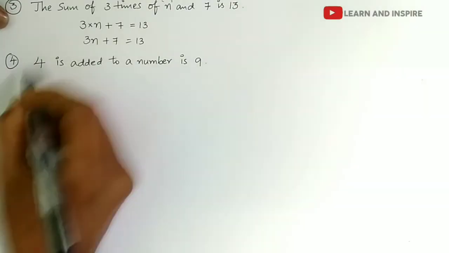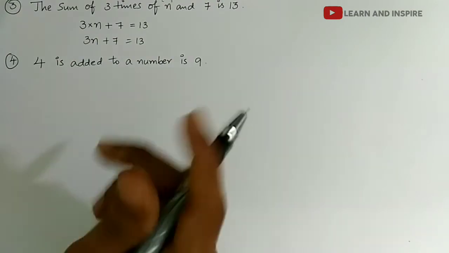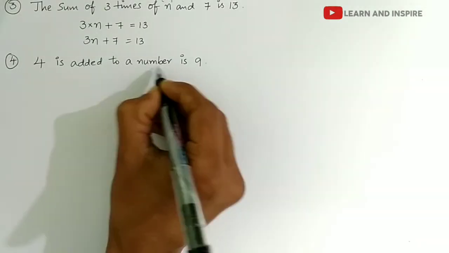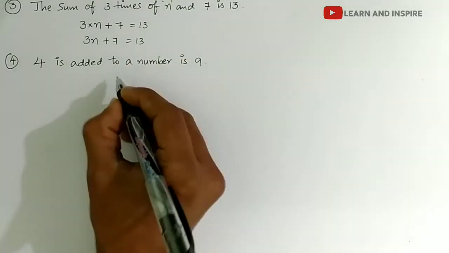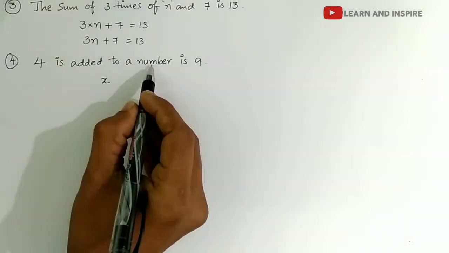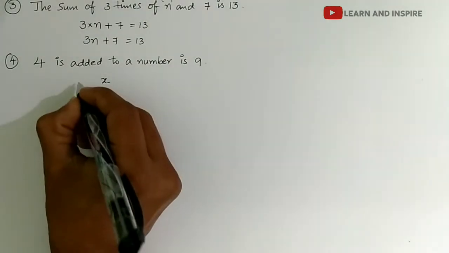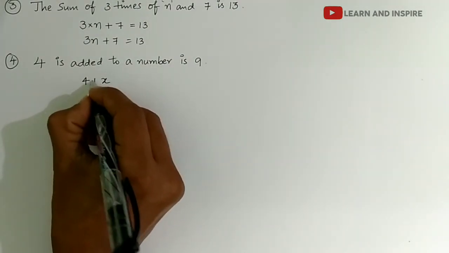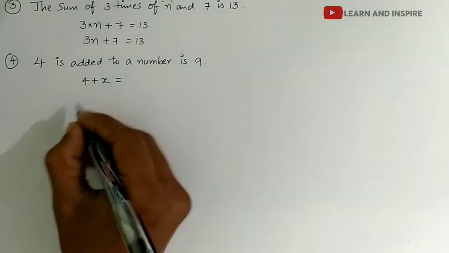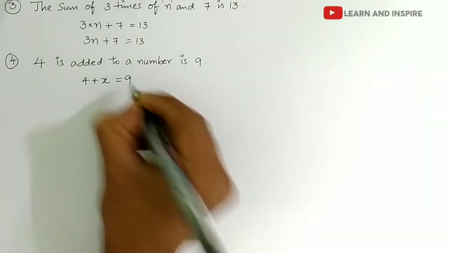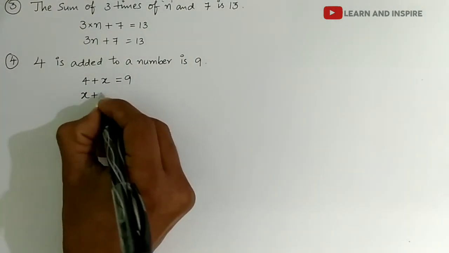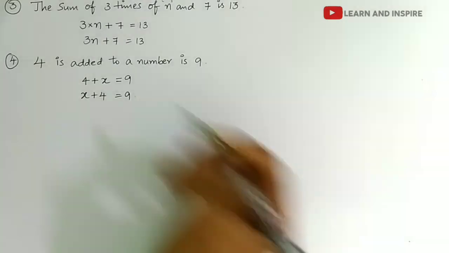So this is another mathematical statement. From this we write a simple equation. So what is given? 4 is added to a number. So the number we take any variable. So I take x. What is added to variable? 4 is added to variable is. Is represents an equal sign. How much? It is 9. Now we write this in order, that is x plus 4 equals to 9.